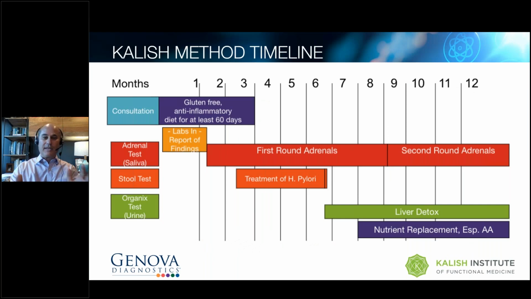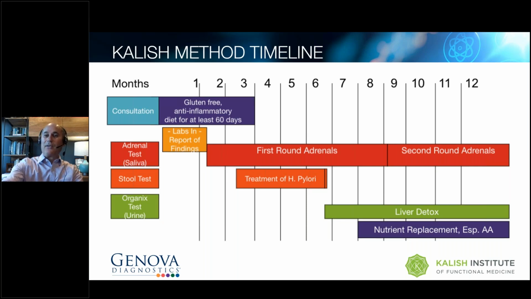This is sort of a typical timeline for a typical patient of mine. They do an adrenal test and a stool test and organic acids. We get them on the diet. A month or two into that, we start to treat the H. pylori. They're already on the adrenal program. We knock out the H. pylori in months like 3, 4, 5, somewhere in there.